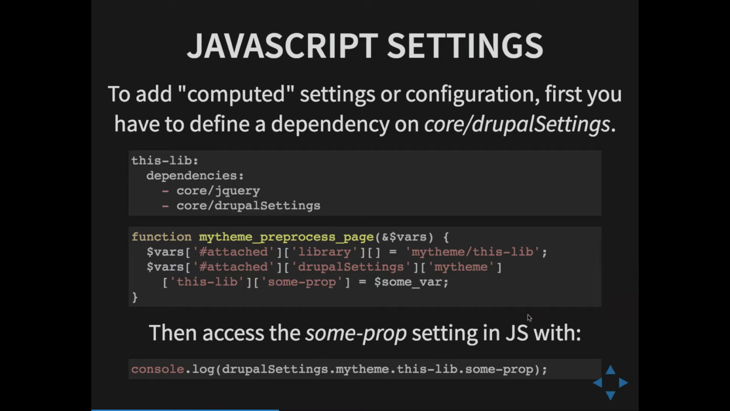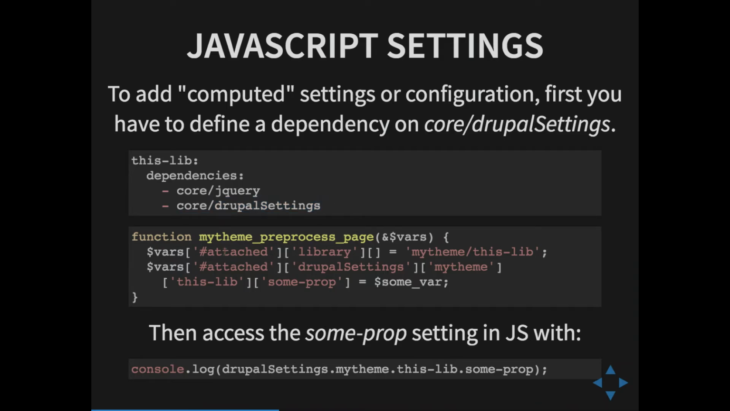Okay, so in order to pass configuration to your JavaScript, it's kind of like we did it in Drupal 7, but slightly different. Remember, we used to have Drupal.settings as a JavaScript variable? Now, in order to get that to work at all, you have to include core/drupalSettings. It's not on by default. Again, Drupal tries to put as little as possible into the browser unless you specifically ask for it.